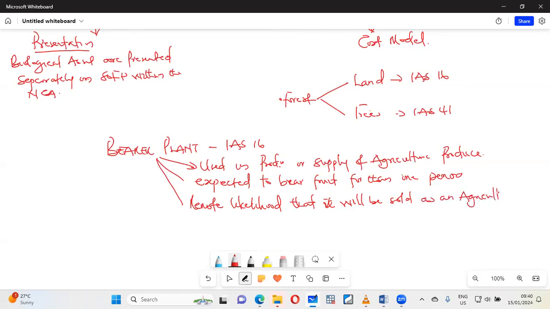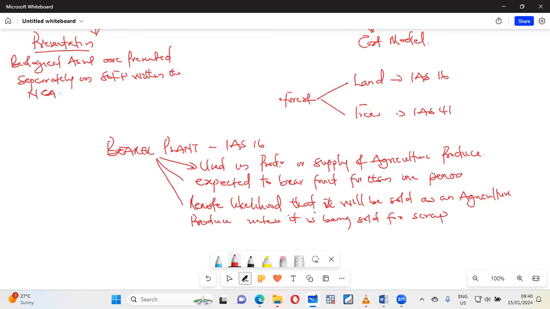Unless it is being sold for scrap, for scrap value. So that's a bearer plant. We did all these things in IAS 16.